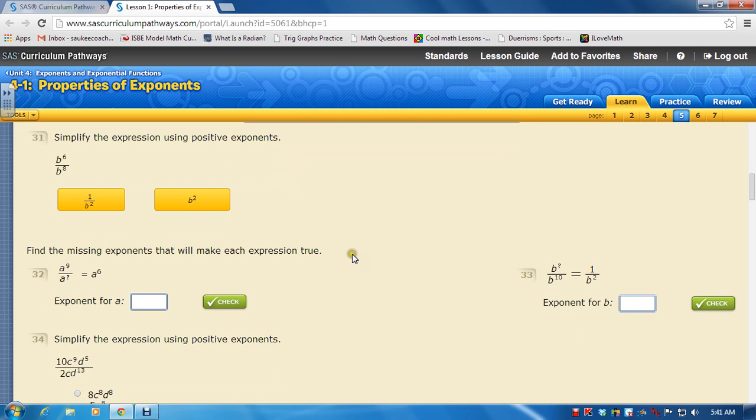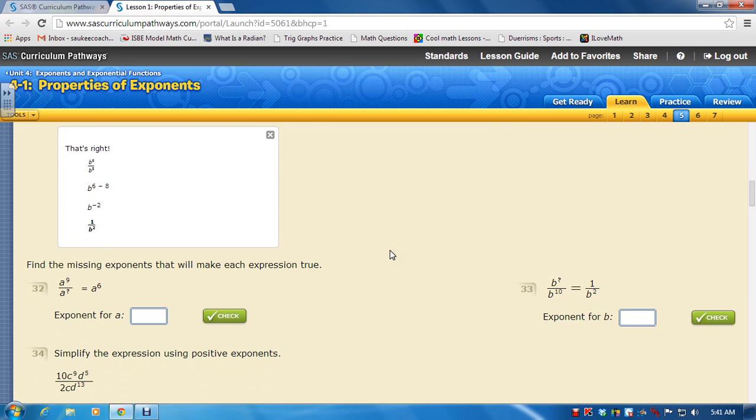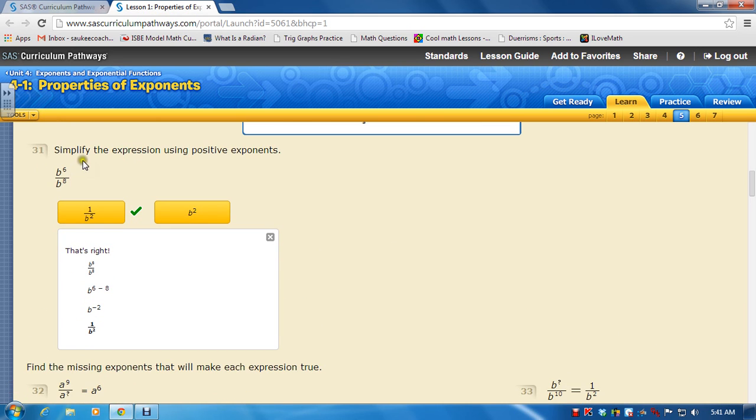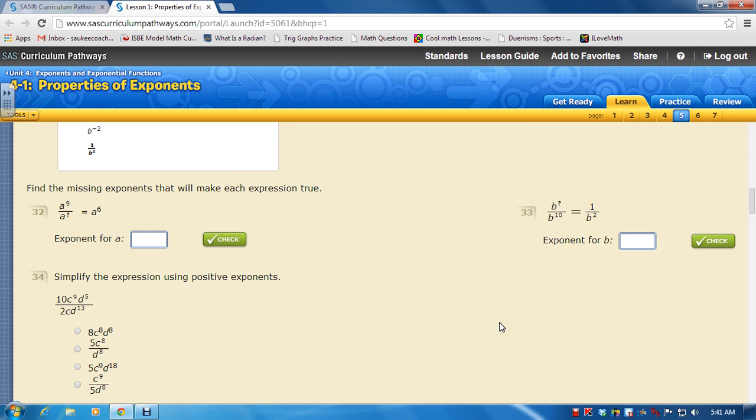Okay, so if we're going to use positive exponents, I can look at this and know that I would be able to simplify out 6 of these b's. That'd be left there. Or I could have also looked at that, b to the 6 minus 8. 6 minus 8 would be negative 2, but that would have been in the numerator. I can change it to the denominator and be positive. Okay?